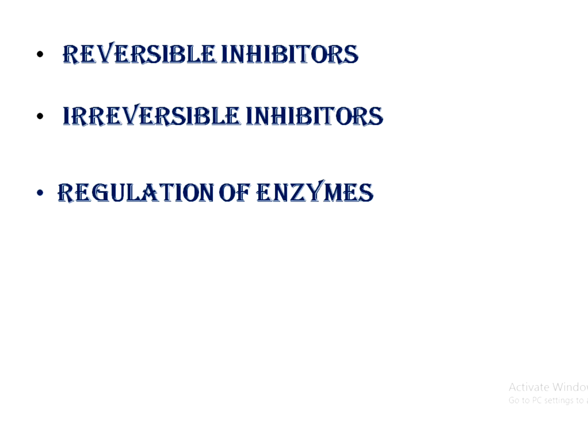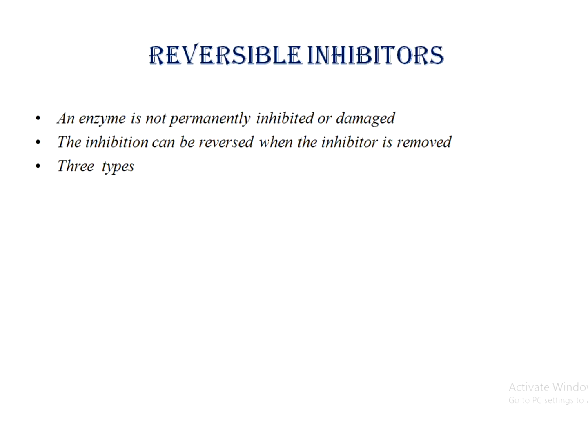Enzyme inhibition. Enzyme inhibition means these are molecules that bind to the enzyme and interfere with its activity. They can also prevent the formation of the enzyme-substrate complex and prevent the breakdown into enzyme and product. They are chemicals that reduce the rate of enzymatic reactions.